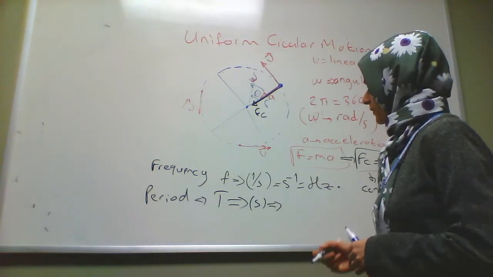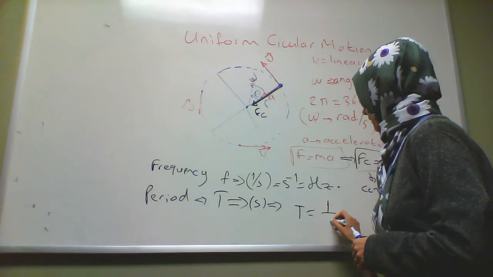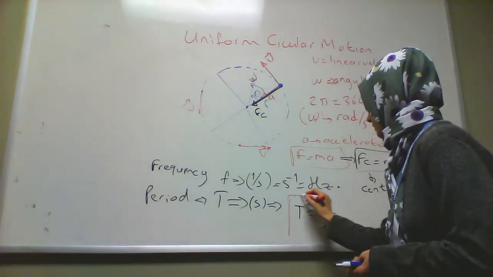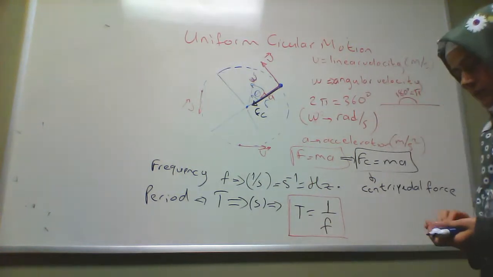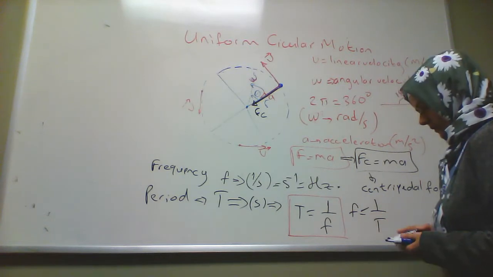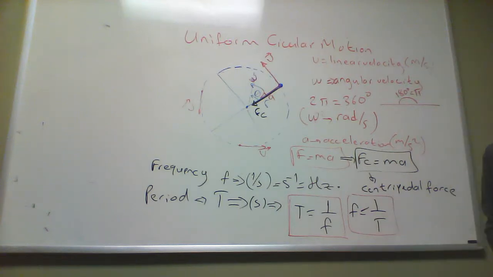From here, we get our first equation that the period is equal to 1/frequency. Period and frequency are opposite to each other. Or, vice versa, frequency is equal to 1/period. So this is our first initial equation to know here.